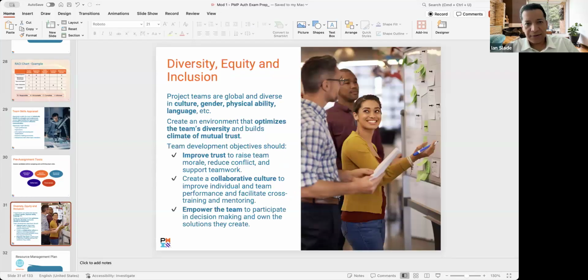All right. Diversity, equity, and inclusion. So there's the obvious way of looking at this in terms of culture, gender, physical activity, and language. But one of the most important things that you want to have is diversity of thought, right? You want to have team members that think differently so that you minimize your blind spots. Does that make sense? If you have folks that all think the same way, then you don't have that red team to your blue team.